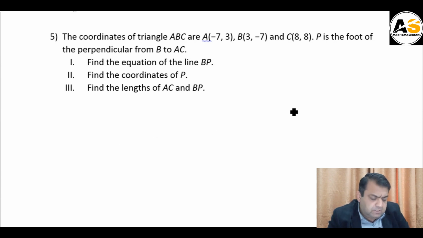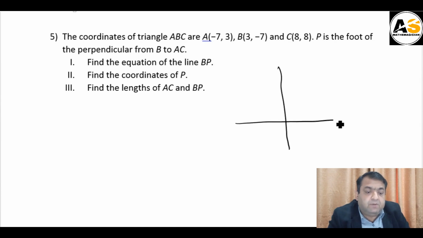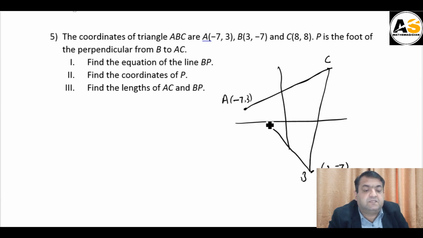I think I should draw a rough sketch over here. First point is (-7, 3), let it be over here. This is A. Second point is (3, -7), it will be somewhere like here. And third point is (8, 8), it will be somewhere like here. So this is the triangle ABC, A, B, and C. Just a rough sketch.